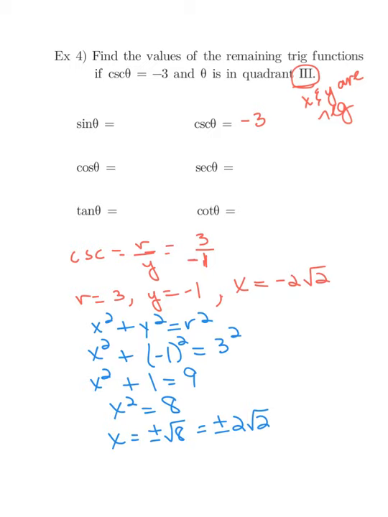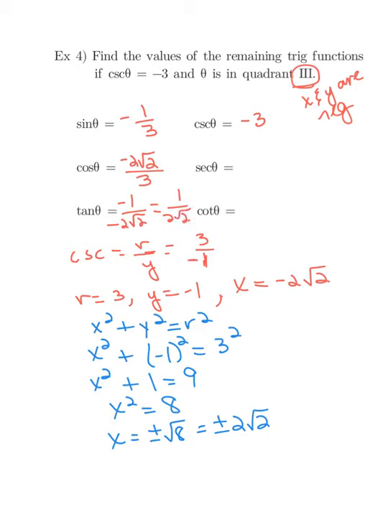So going up here to do our trig functions, sine of theta has to be y over r. So it has to be -1 over 3. Cosine is x over r. So it's going to be -2 square root of 2 over 3. Tangent is y over x. So we're going to have -1 over -2 square root of 2, but that becomes +1 over 2 square root of 2.